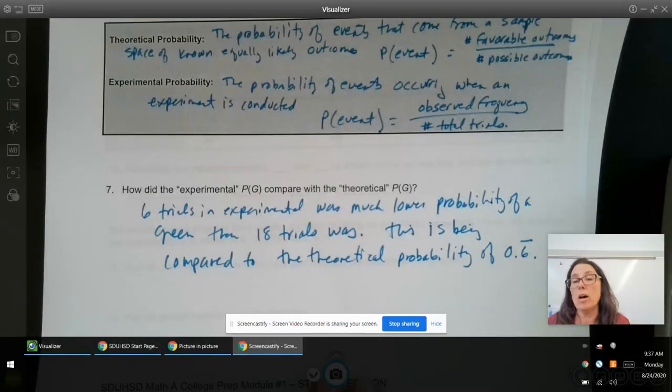I hope that you noticed my 18 trial experimental probability compared to my theoretical probability was almost spot on. Okay, that doesn't always happen, but it was pretty close. And then I hope that you noticed when I did 6 trials in my experimental probability compared to my theoretical, we were pretty far away. The 6 trials was much lower to get a green.